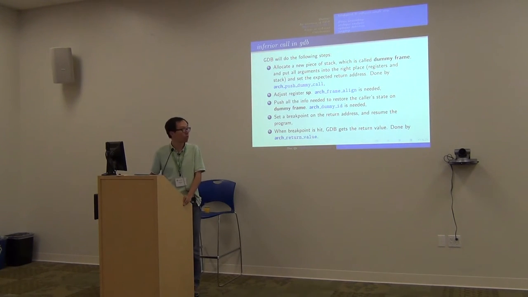Yeah. So in GDB, when doing the inferior call, it is a very complicated process. GDB will do the following steps, but I won't read them one by one. I just want to mention that in each step, some GDB arch hook methods are involved. So when we do the porting, we have to implement these GDB arch hook methods. There are five steps in total, and four GDB arch hook methods are involved. We have to implement them one by one, and after that we can get the correct functionality of the inferior call.